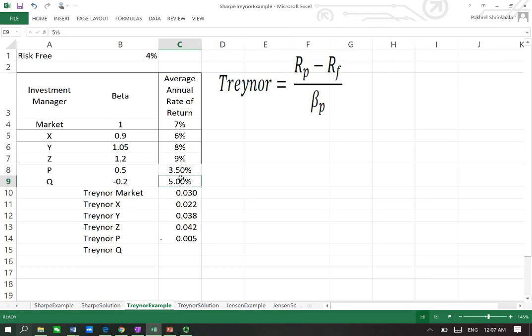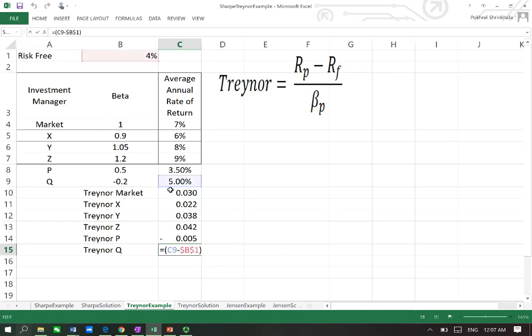Okay, but in the case of Q, the average return is higher than the risk-free rate, which is 4%, which means the numerator, i.e. the excess return, is positive, but the beta is negative. So what will happen? Again, the Treynor for Q will be negative. Okay, so let's see here what has happened.